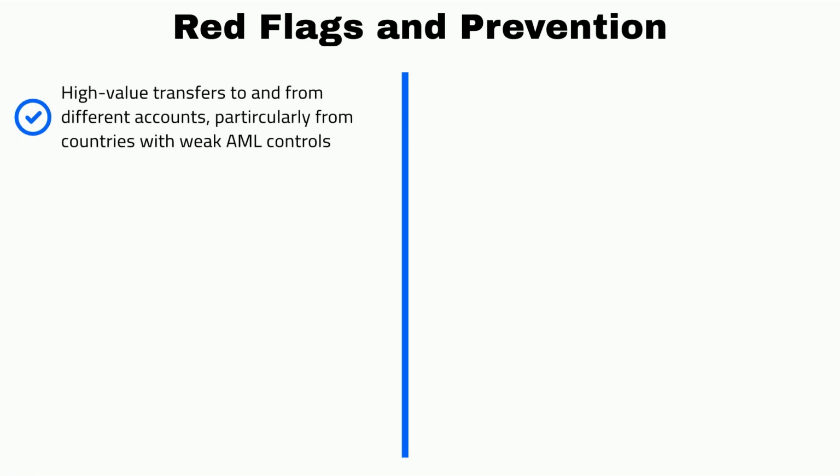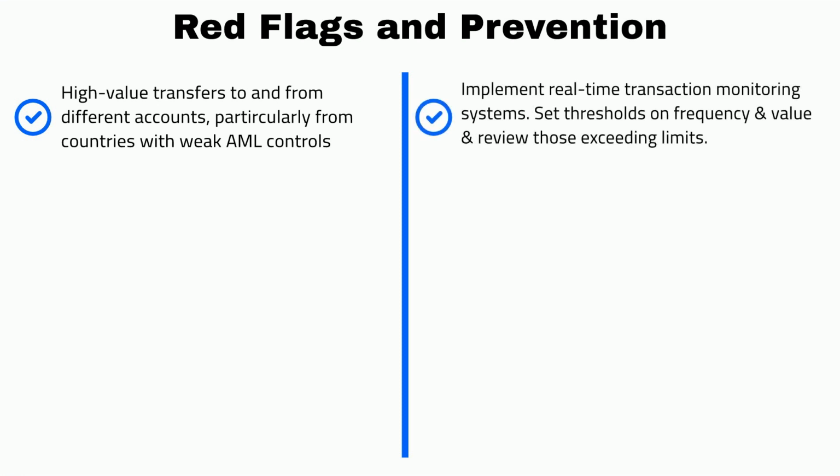Let's look at red flags and prevention. High-value transfers to and from different accounts, particularly those in countries with weak anti-money laundering controls. This can be mitigated by implementing real-time transaction monitoring systems, setting thresholds of frequency and value, and reviewing those exceeding limits. Perform enhanced due diligence on transactions involving high-risk jurisdictions.